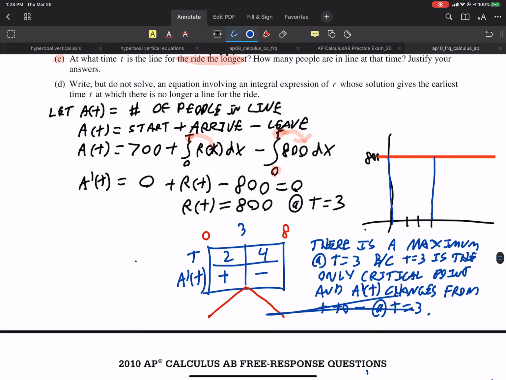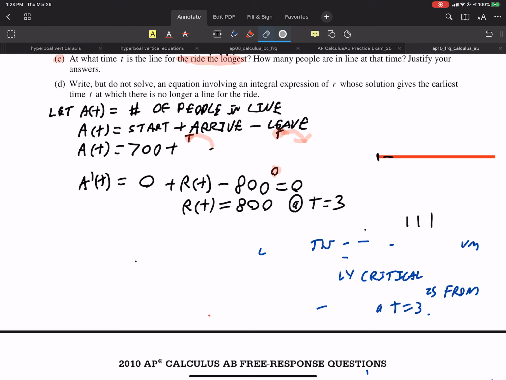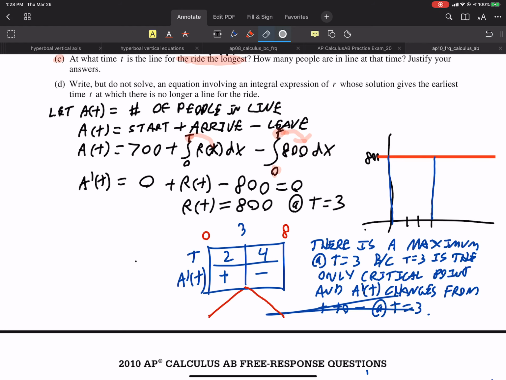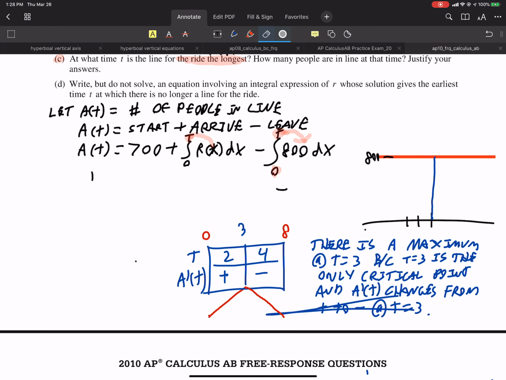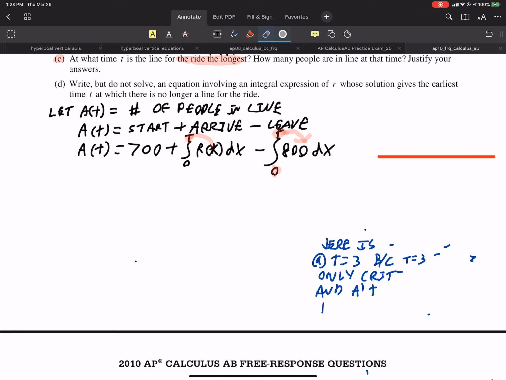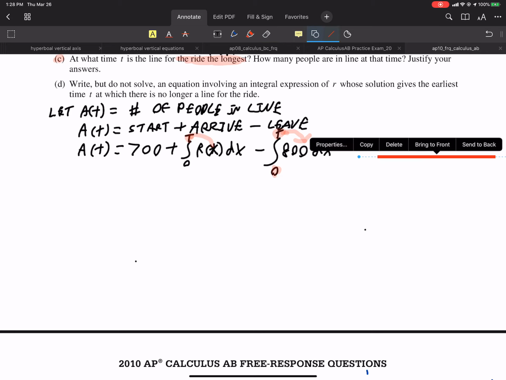Let's do part D. Let me erase all this. It's almost all gone. There's those couple of dots, they don't want to go. And I'll delete that.